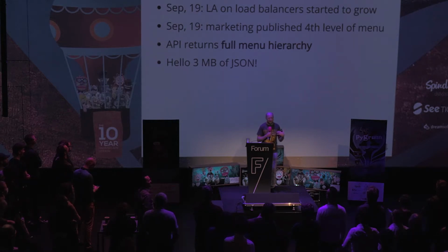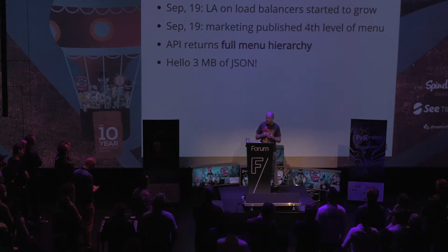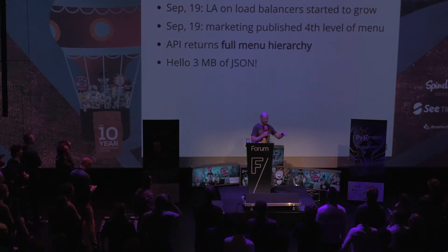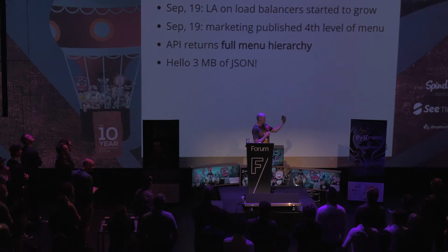Anyway, the thing is, on September 19, load average started growing. We found the chart where the load average started growing. And then it turns out that marketing on September 19th, a month and a half before the sale, published a fourth level of categories. Before that we had women clothing, dresses, and now we had wedding dresses, evening dresses, summer dresses. We had 500 categories, and suddenly we had 2,500 categories.